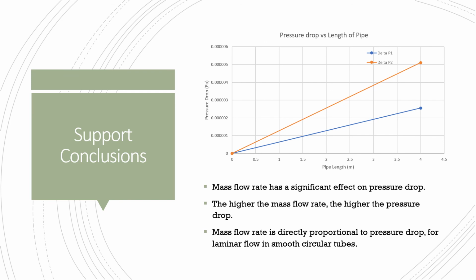This can even be proved by plotting a graph in Excel against the pipe length, which was 4 meters as assumed. And as you can see, the delta P for the second pipe has a steeper graph, the one in orange. So in conclusion, the mass flow rate has a significant effect on pressure drop. The higher the mass flow rate, the higher the pressure drop. That means that mass flow rate is directly proportional to pressure drop for the case of laminar flow in smooth circular tubes. So the last choice is the correct choice according to this proven theory.